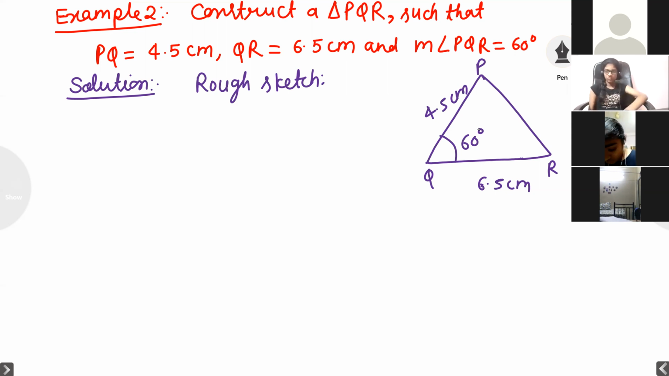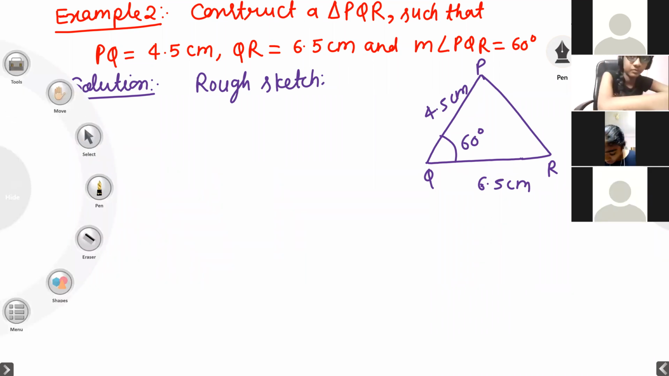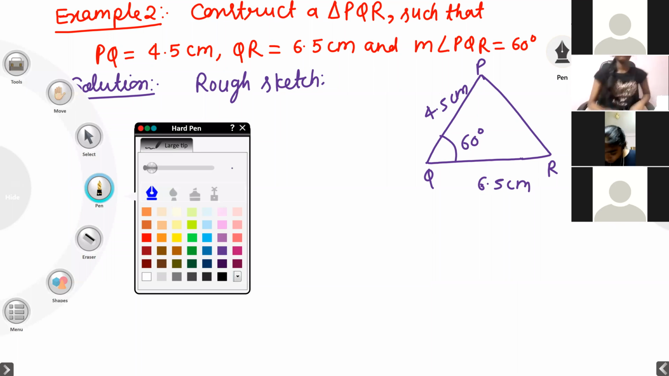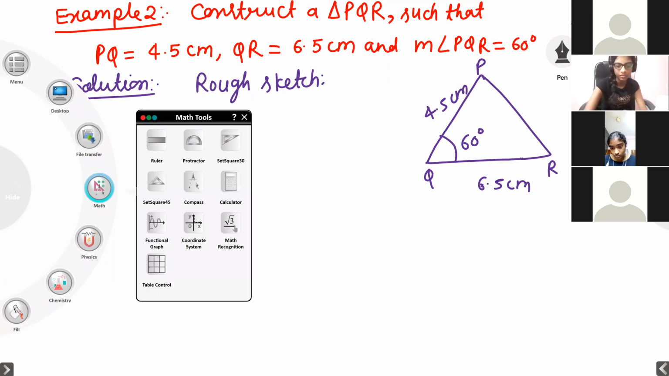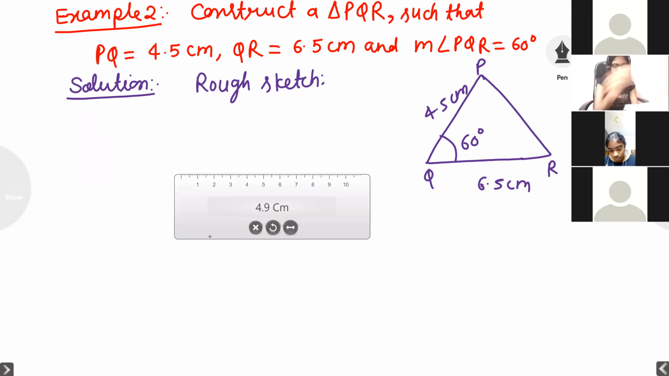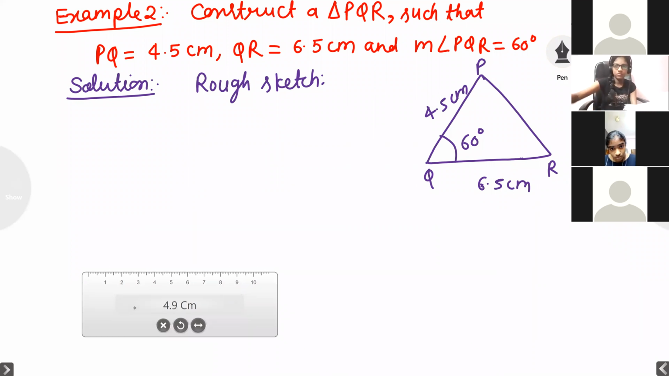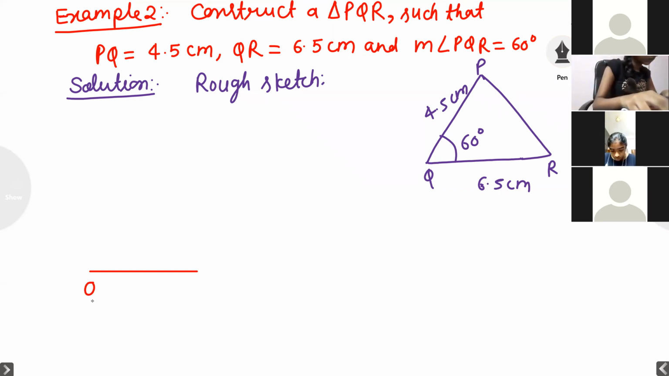Now I am going to do the construction. Firstly, give 10 line gaps, students. Draw one line segment QR, 6.5 centimeter.